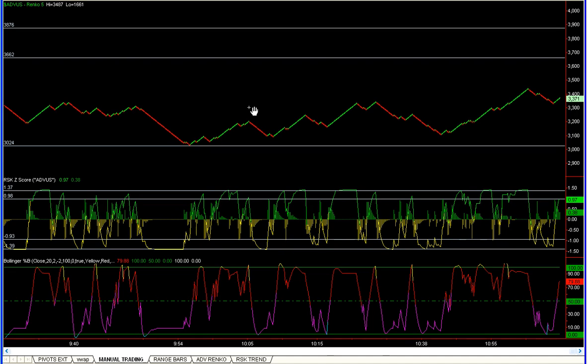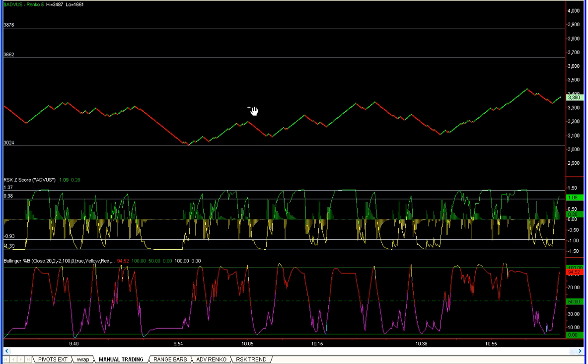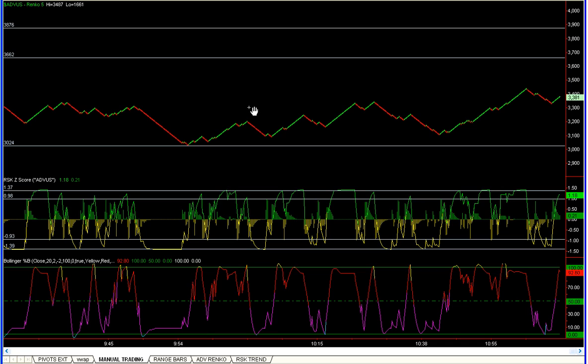We're using a brick size on the Renko of 5. You may want something a little larger, that's fine. But the brick size that I want so that I've got a little bit more sensitivity is a 5. You could go to 10 or you could go larger. I'm not going to make a judgment about that.